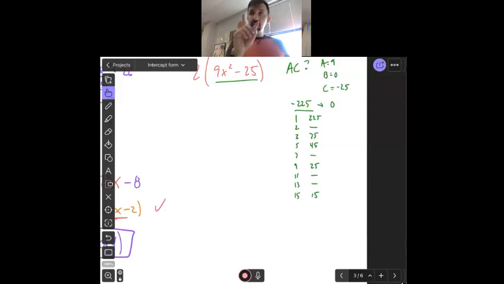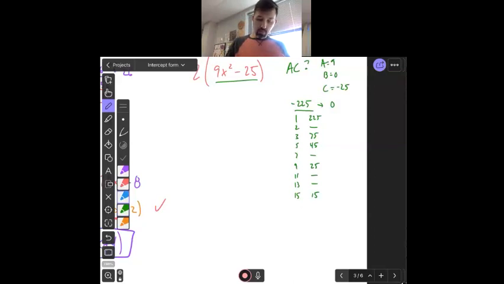I need negative 225 though, which means one of them needs to be negative. But I need to get 0 as my sum. Well, negative 15 and positive 15 will give me 0. Sorry, I came down and saw that earlier. So I can factor this. I can find factors of negative 225 that add to be 0. So this is factorable. So what I'm going to do is go back up to here.